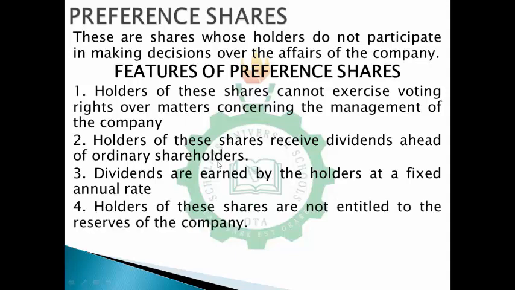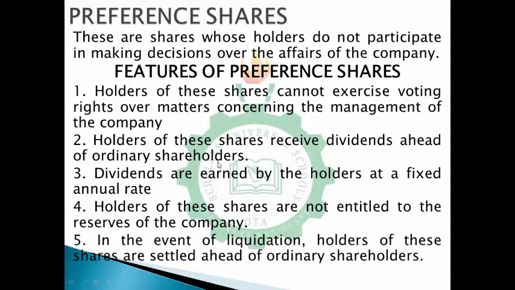Another feature is that holders of these shares are not entitled to the reserves of the company. They are not entitled to the reserves of the company. All right. Unlike the ordinary shareholders, who are entitled to the reserves of the company. And lastly, in the event of liquidation, holders of these shares are settled ahead of ordinary shareholders. So it's more or less the opposite of what we said under the features of the ordinary shareholders. In this case, they settle them ahead of ordinary shareholders. Ordinary shareholders are settled after they must have settled all the creditors and the other classes of shareholders.